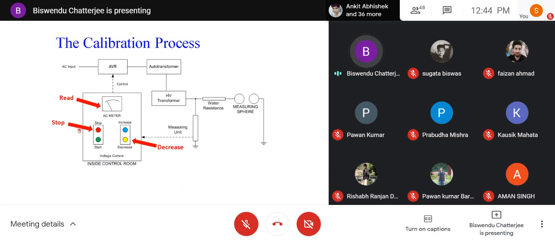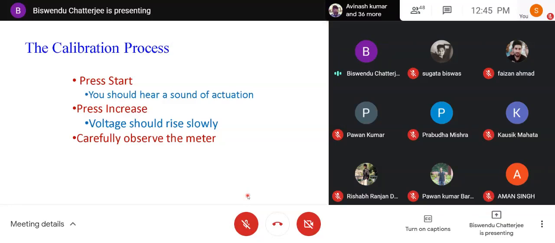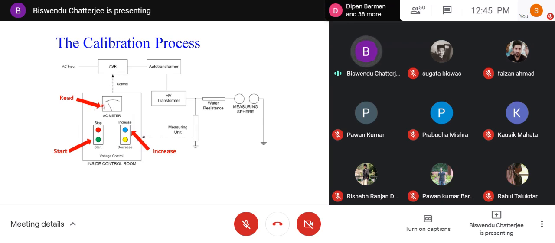The first of all is stop. Then decrease to make everything 0. The meter will read 0. This is the first step. Now press start. You should hear the relay on. Now press increase. Voltage should rise slowly. Carefully observe the meter. What will happen? The meter will slowly rise.